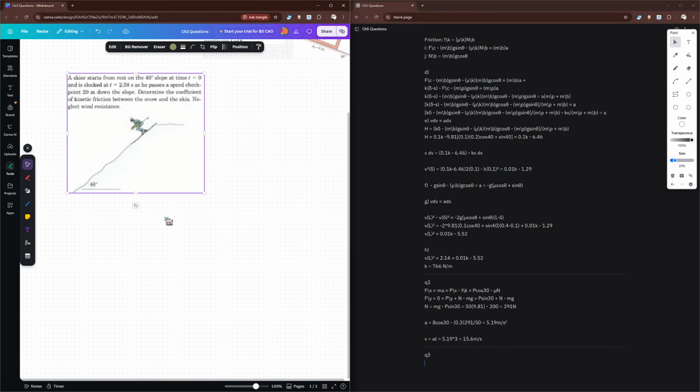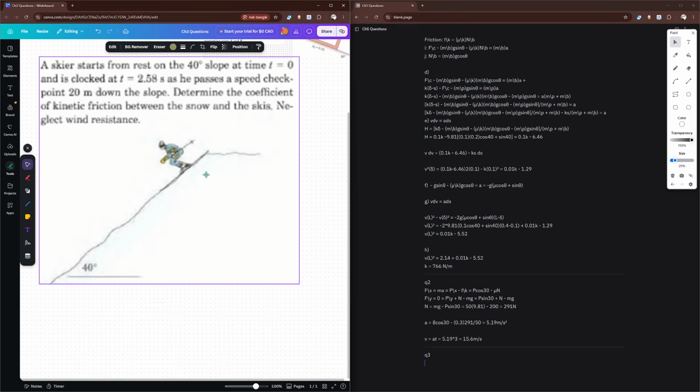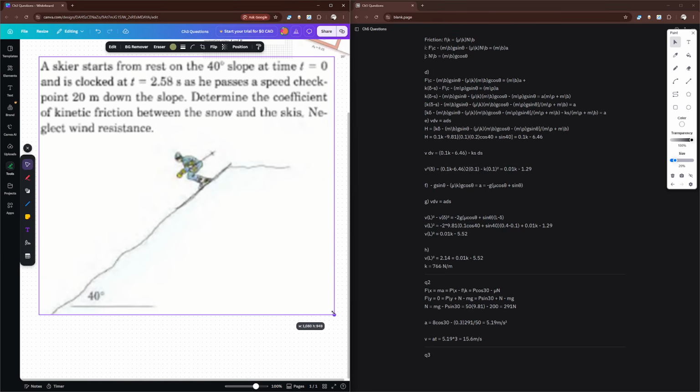Anyways, next question. Oh, this one's kind of blurry. That sucks. Okay. A skier from rest on the 40-degree slope at time t equals 0.